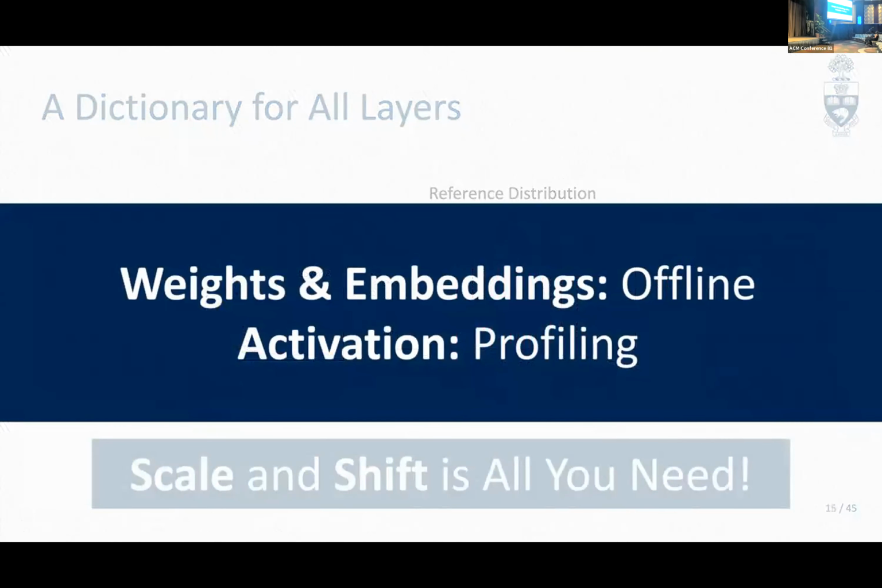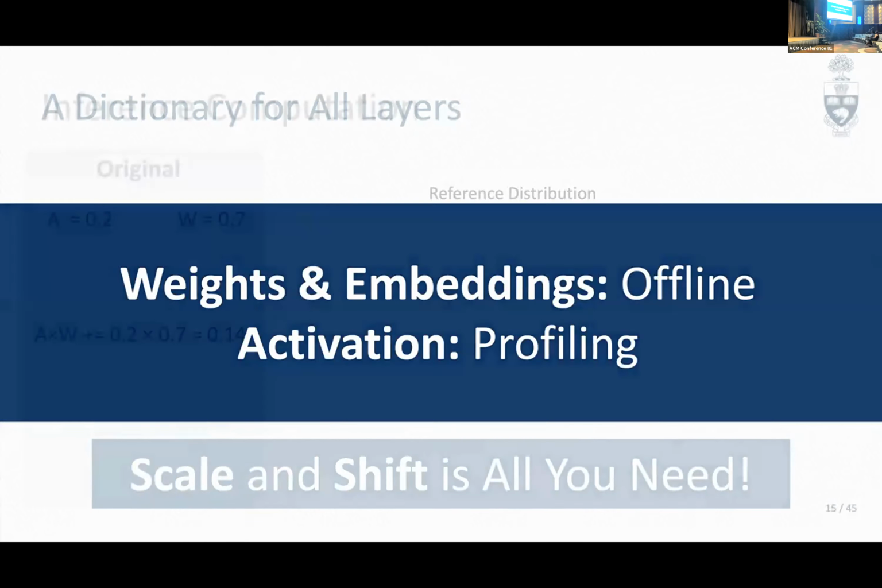So for quantizing weights and embeddings, we can do this process offline because we already know all the values before inference. And for activations, we need the mean and standard deviation for each layer. We can get that mean and standard deviation by profiling a few values throughout the inference.